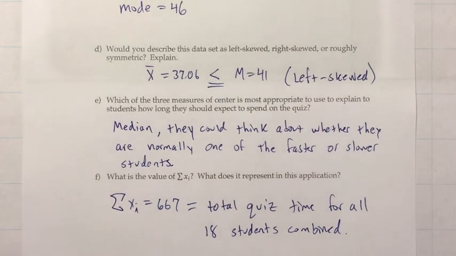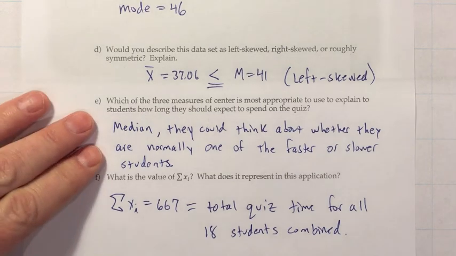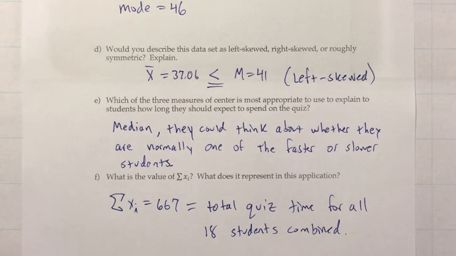All right, so there we have an example looking at mean, median, and mode, how those affect whether things are skewed, and some decision making about which one you would tell people in different situations. All right, that wraps up this section.